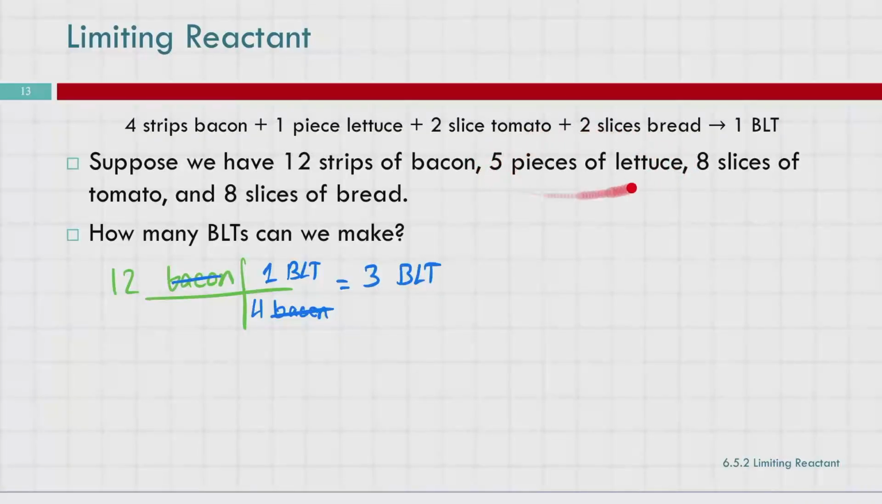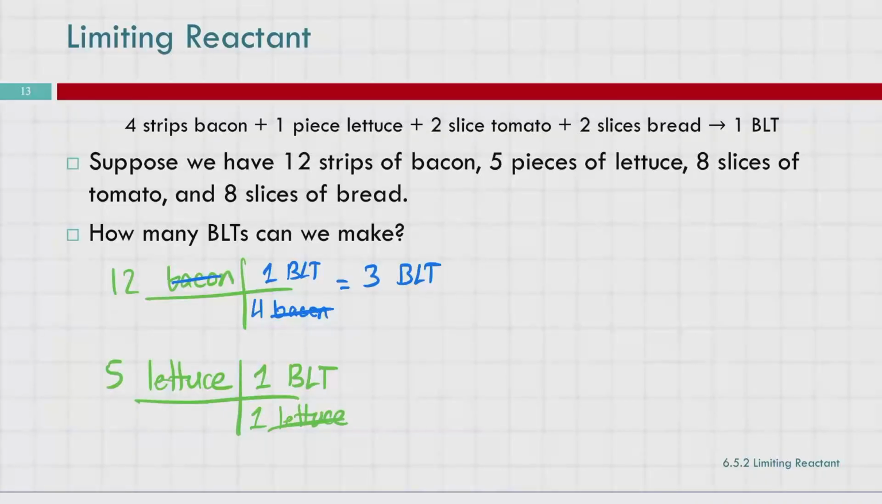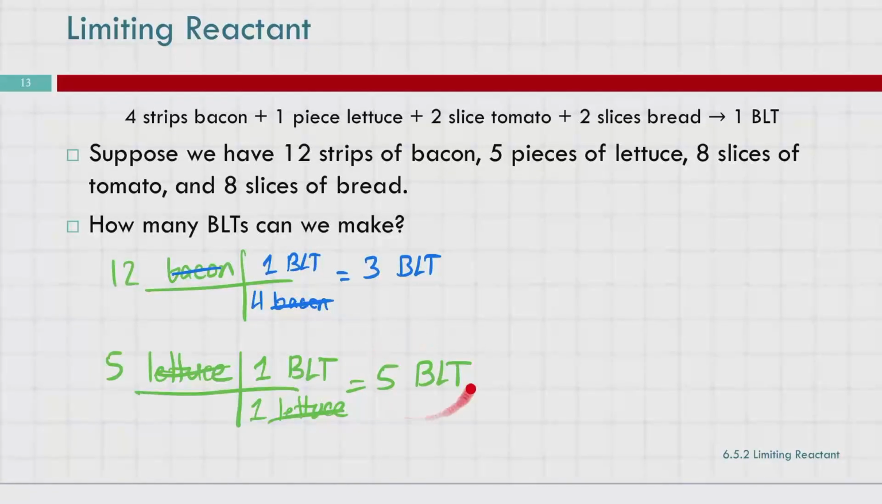Our 5 pieces of lettuce. We've got 5 lettuce. I'm omitting the pieces part. So 5 pieces of lettuce. Our ratio of lettuce to BLTs is what? 1 to 1. So 1 piece of lettuce, 1 BLT. 1 piece of lettuce in could turn into 1 BLT, assuming we have the other stuff, which we don't necessarily. But that means that we can make 5 BLTs with our lettuce. Of course, we have extra lettuce. So we've got the potential for 5 BLTs.